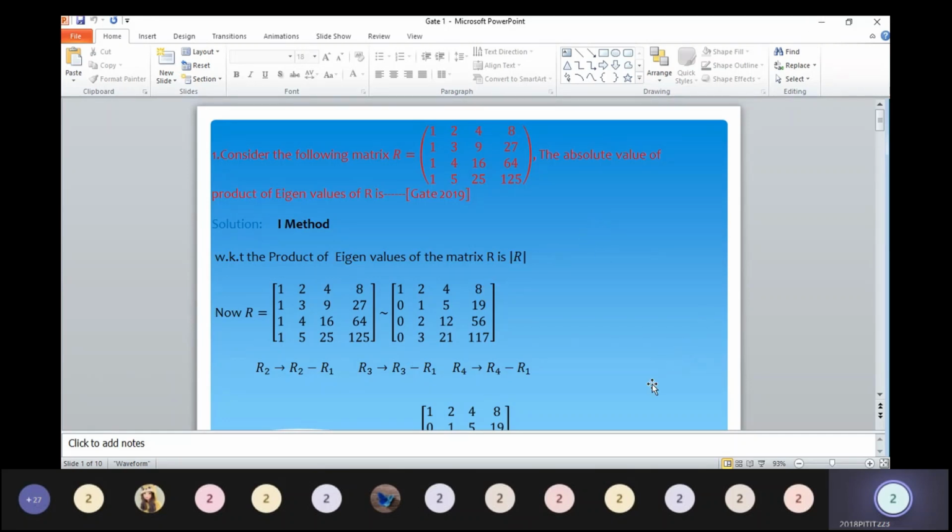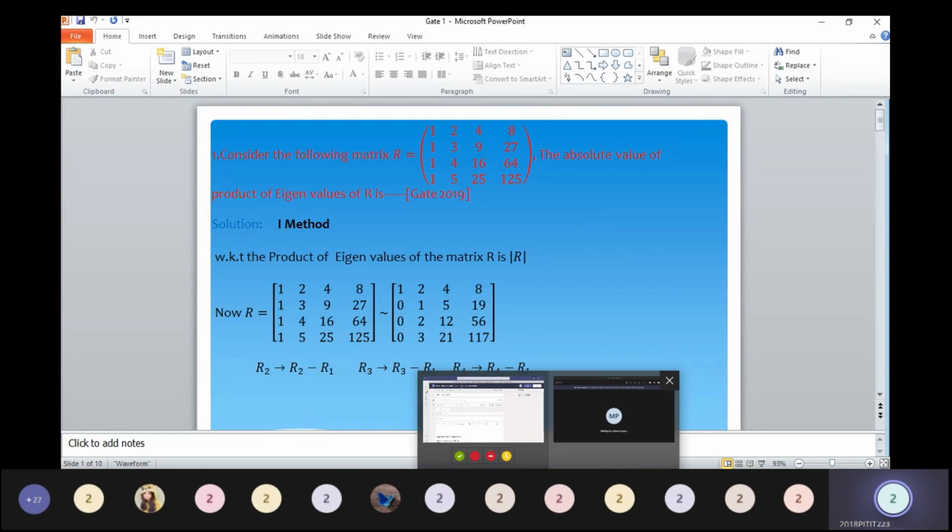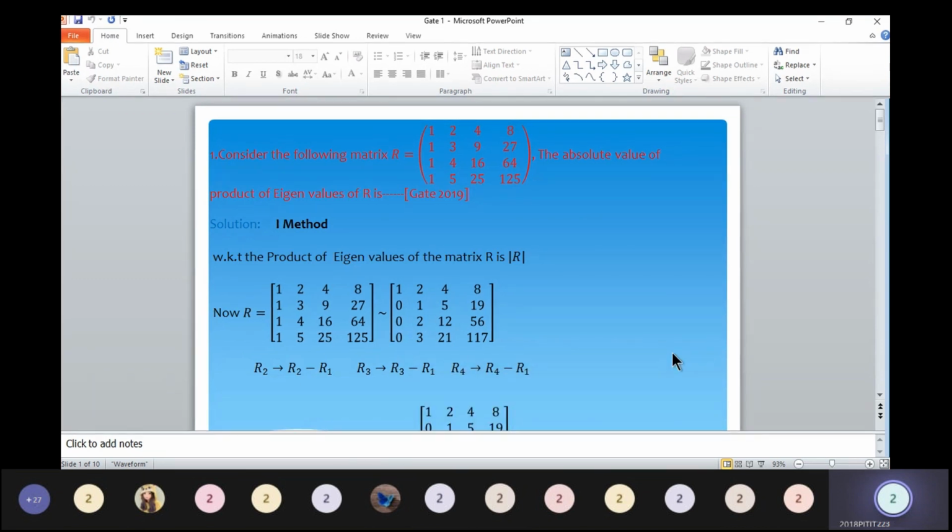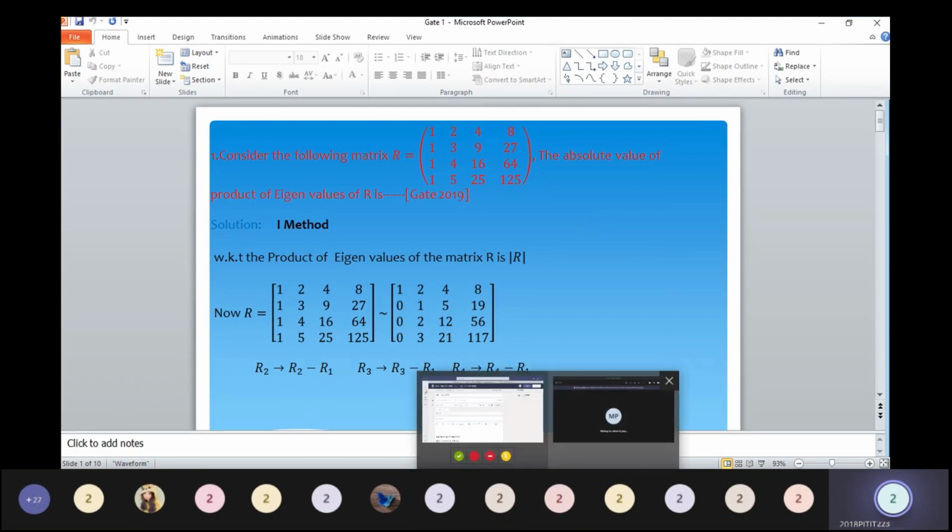Today we are going to see the topic linear algebra for the GATE exam preparations. So before we go to the problems, we will see some definitions and results on linear algebra.